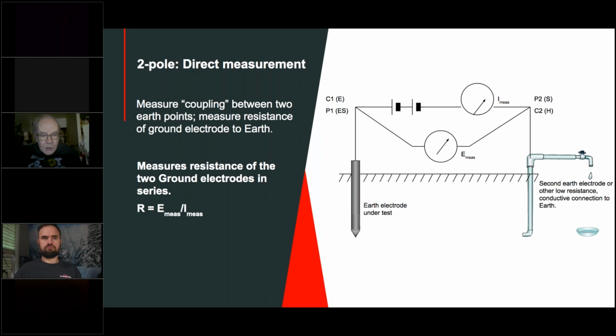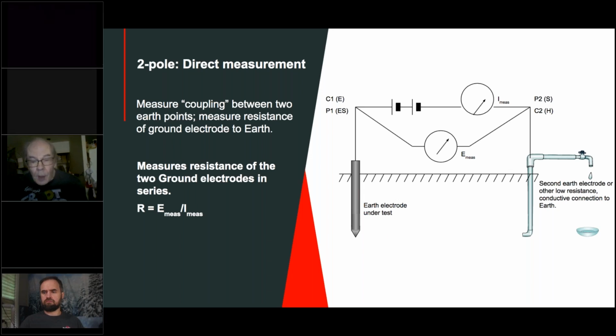This is the 2-pole measurement. We put this in here because it is commonly encountered in the literature. It's sometimes referred to as a dead earth measurement. You can use it, and it's widely done. It's very easy, but it's a real cheap and dirty measurement. What you're doing here is basically like hooking up a DMM.